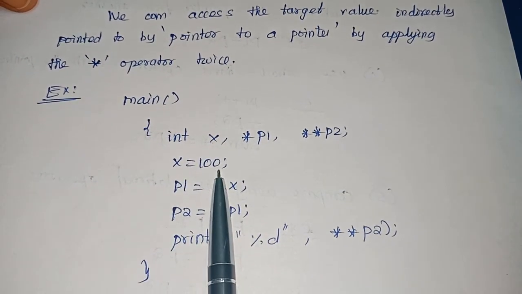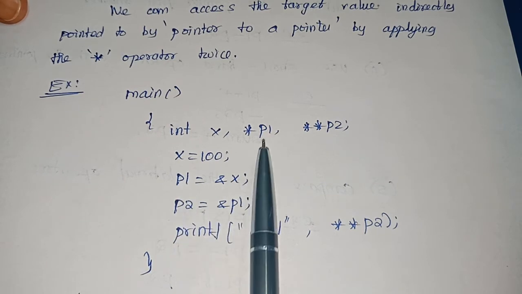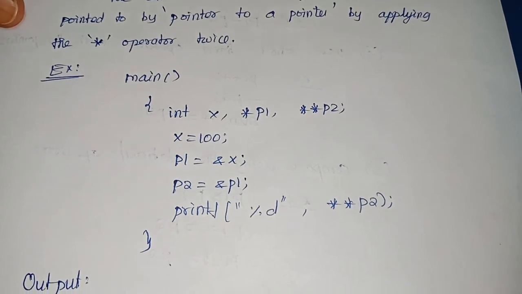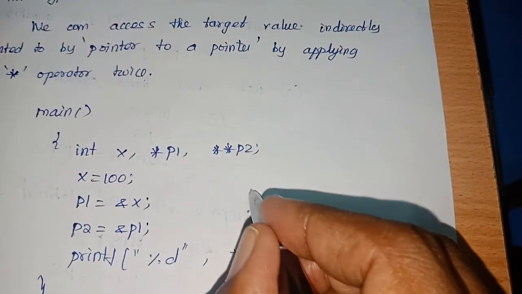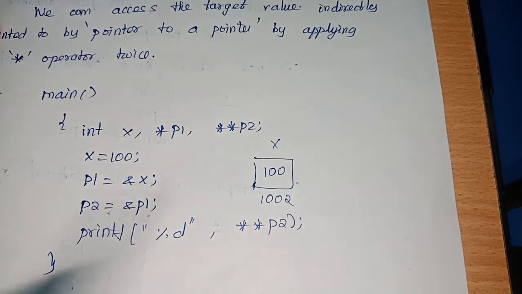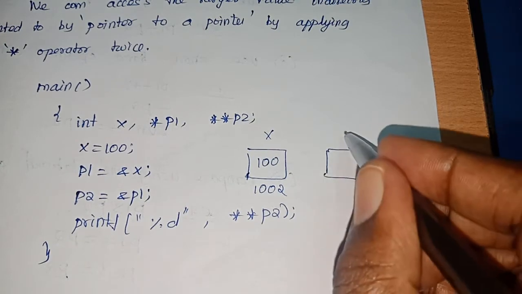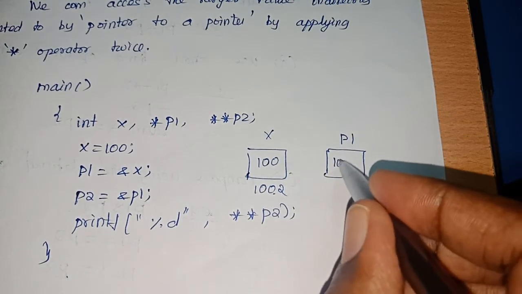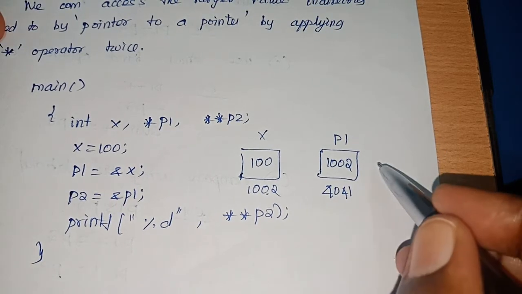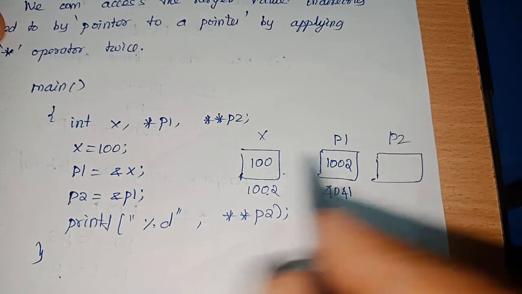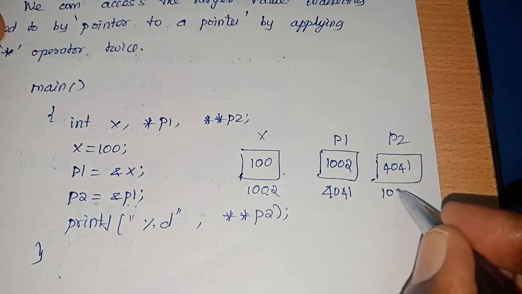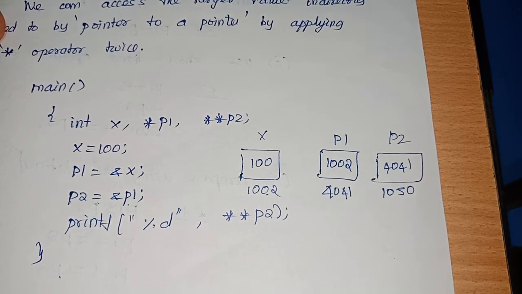Let us initialize x with 100. P1 is ampersand x. P1 collects the address of x. P2 collects the address of the pointer variable P1. What happens? X, 100, will be stored. Some 1002 will be the address of x. P1 collects the address of x, 1002, and this will be stored in some other address 4041. And P2 collects the address of P1. So the address of P1 will be collected and this will be stored in some address 1050.